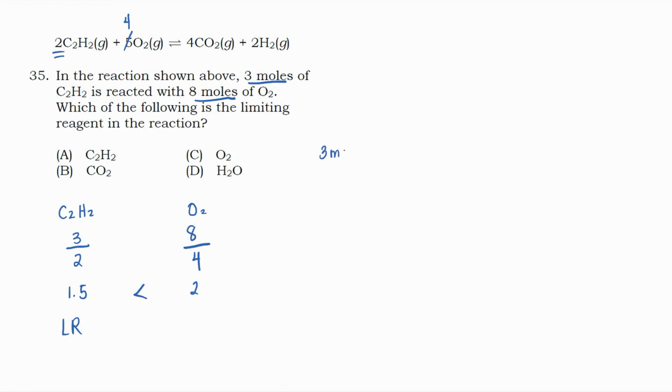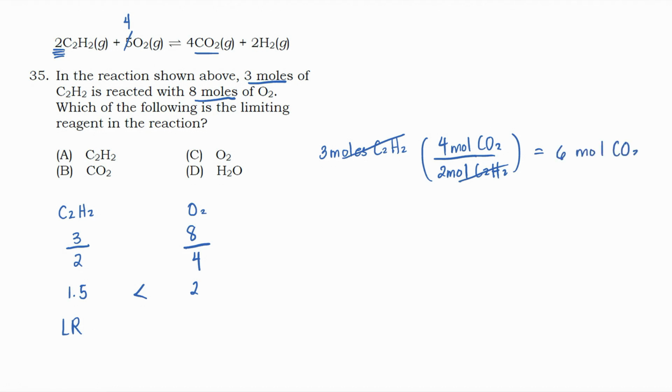So, you have 3 moles of C2H2, right? Then, your goal is to get how many moles of CO2 it will produce. Since you have 2 moles of C2H2 and 4 moles of CO2, the C2H2 cancels. So, you're left with 3 times 2, which is 6 moles of carbon dioxide. That is the carbon dioxide produced using 3 moles of C2H2.